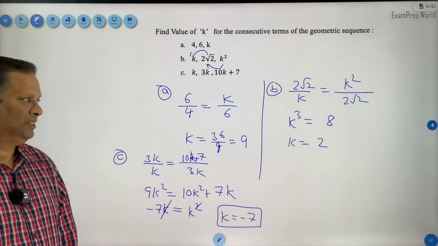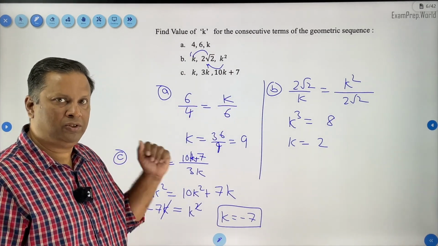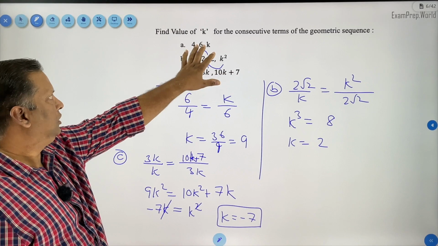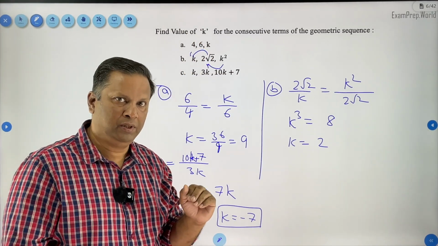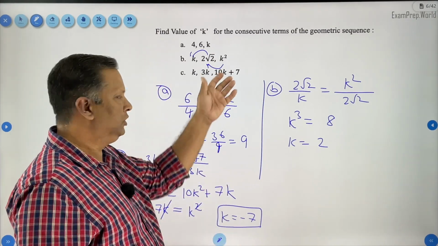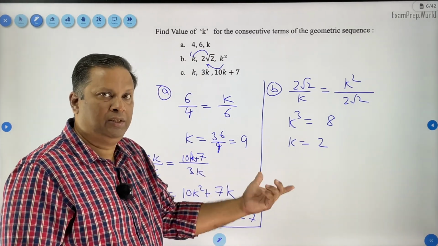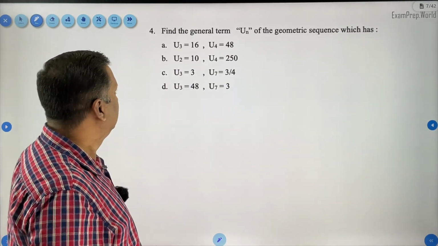So we have done A, B and C. What we are doing is just trying to equate the common ratio using the terms. Any term divided by its previous term gives you the common ratio. For a given sequence, the common ratio is always the same. So we equated the common ratio using the first 2 terms and the next 2 terms. With this, we complete this kind of question.